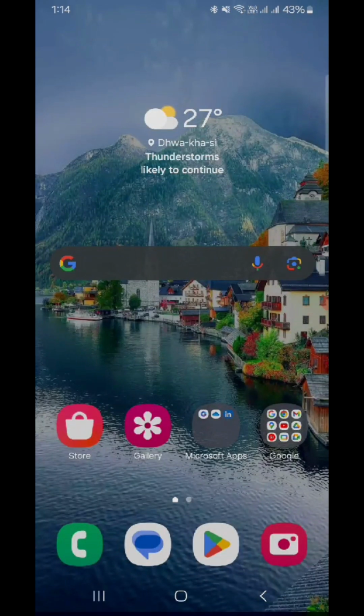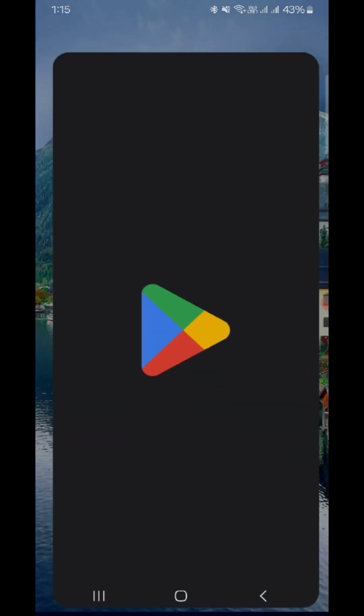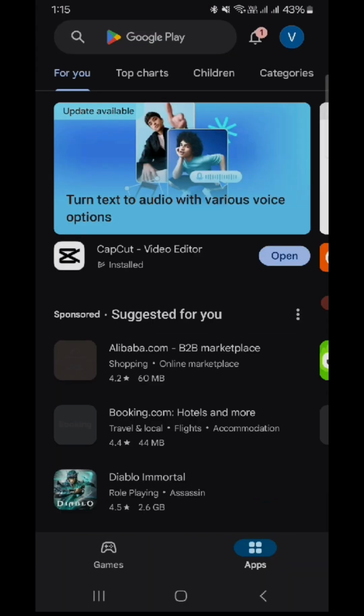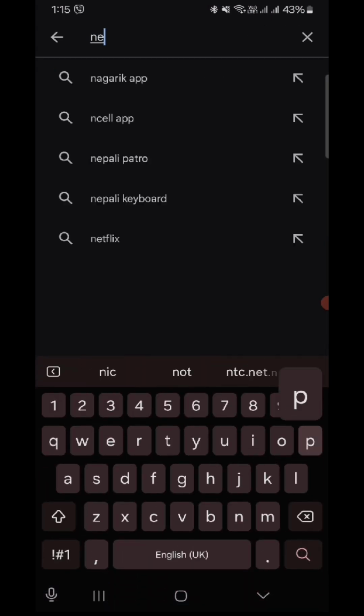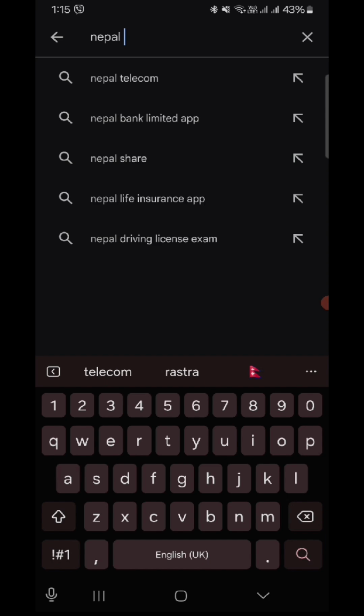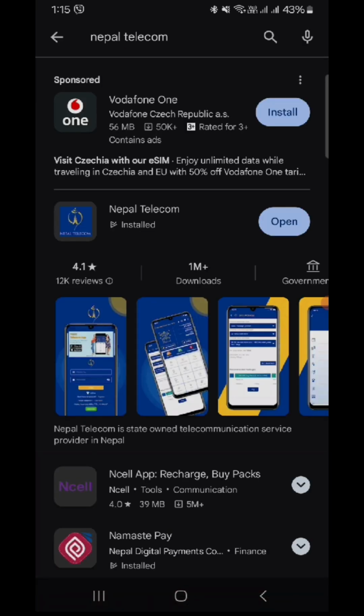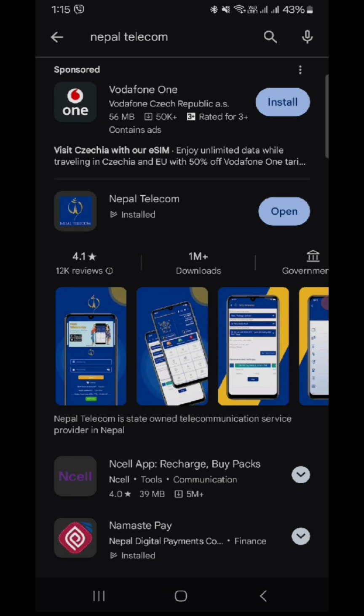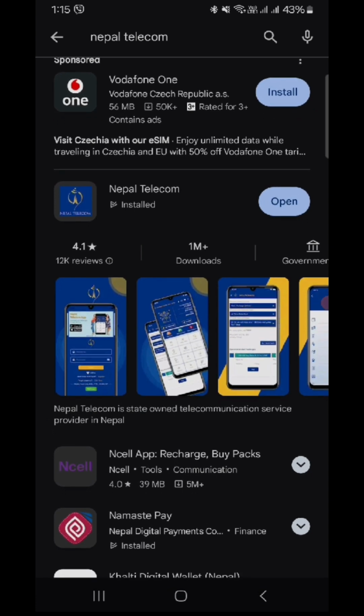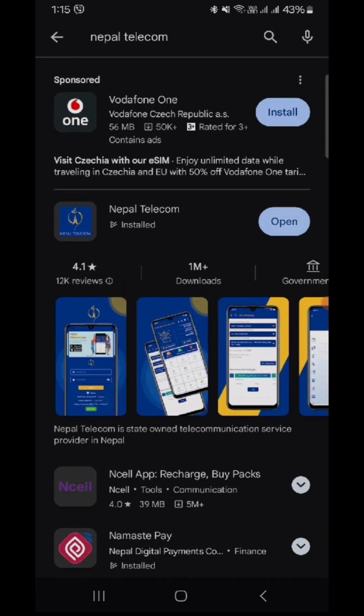In this video we will be talking about the rental charge of postpaid users of Nepal Telecom operator. So for this, first what you need to do is go to Play Store, search Nepal Telecom and download the Nepal Telecom app. It will be very easy for you. Once you do, open it.